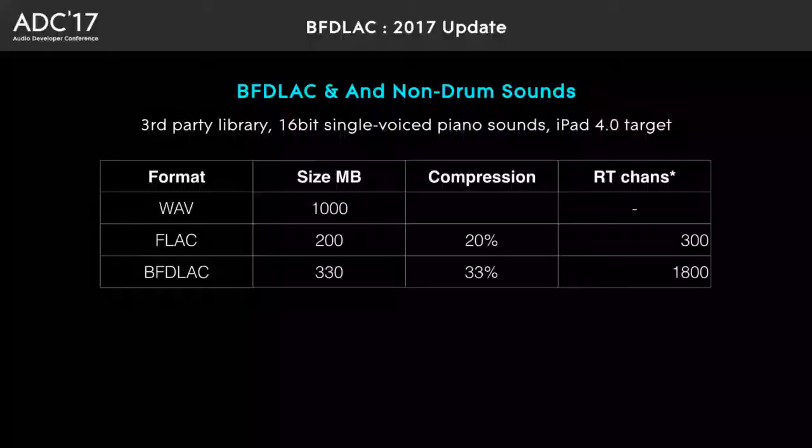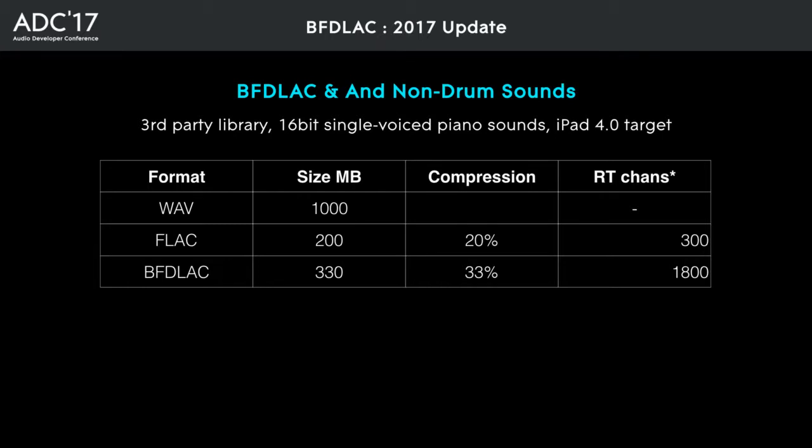Here's another example of a BFDLAC sample library running on an iPad and the sort of numbers that we see from that. FLAC in this example was getting about 300 voices, channels per second. BFDLAC enabled a 6 times boost to that up to 1800, which is great.